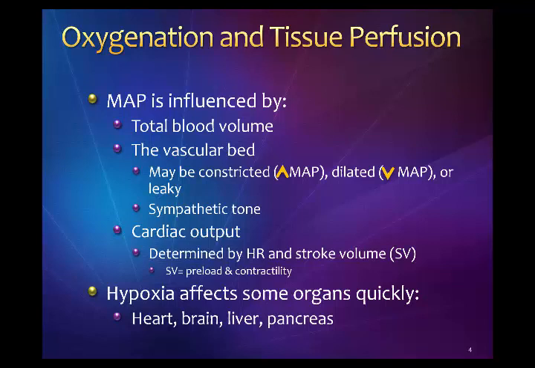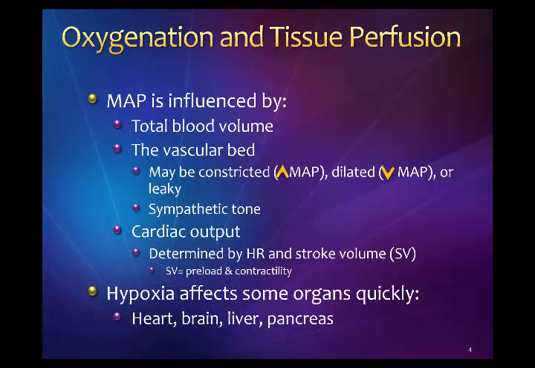When we're talking about mean arterial pressure, we're concerned about those things that will influence it. We already know that the amount of total blood volume will influence that. If we have too much, our mean arterial pressure is going to go up. If we don't have enough, our mean arterial pressure is going to go down. So total blood volume plays a role in oxygenation and tissue perfusion.